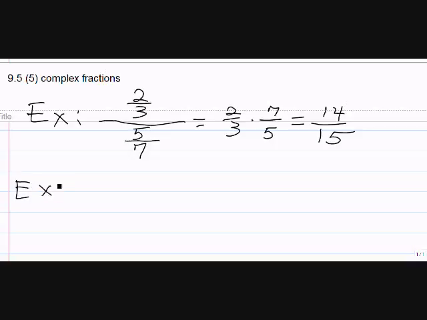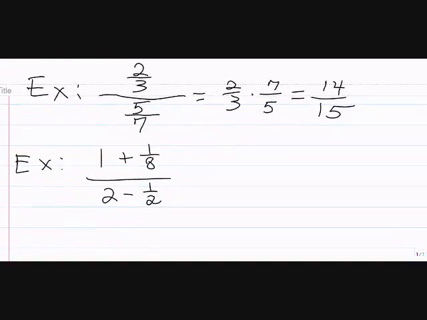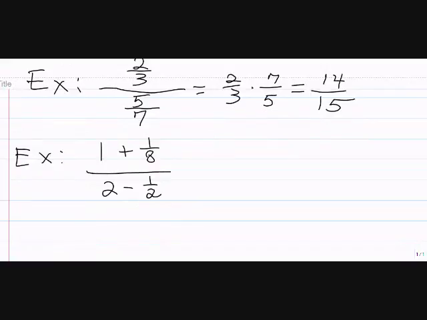They're going to get just a little bit harder now. 1 plus 1/8 over 2 minus a half. Now I could simplify this one in the same way. First I'll do it the way that I just did the previous one, and then I'm going to show you a little way to do these when you have a lot of variables. I'm going to show you how to do this one in two different ways.